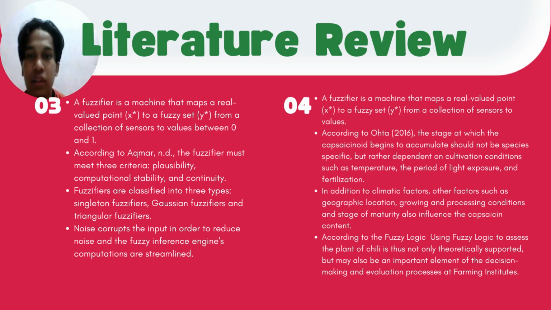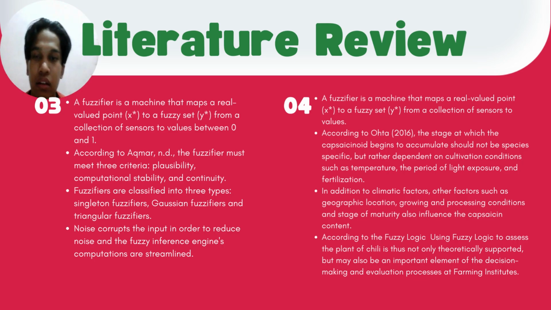Okay, for the third one, the literature review says a fuzzifier is a machine that maps a real value point x to a fuzzy set y from a collection of sensors to a value between 0 and 1. According to ACMA, the fuzzifier must meet the criteria of plausibility, computational stability, and continuity. Fuzzifiers are classified into three types: singleton fuzzifier, Gaussian fuzzifier, and triangular fuzzifier. Noise corrupts the input, so in order to reduce noise, the fuzzy inference engine computation is streamlined.